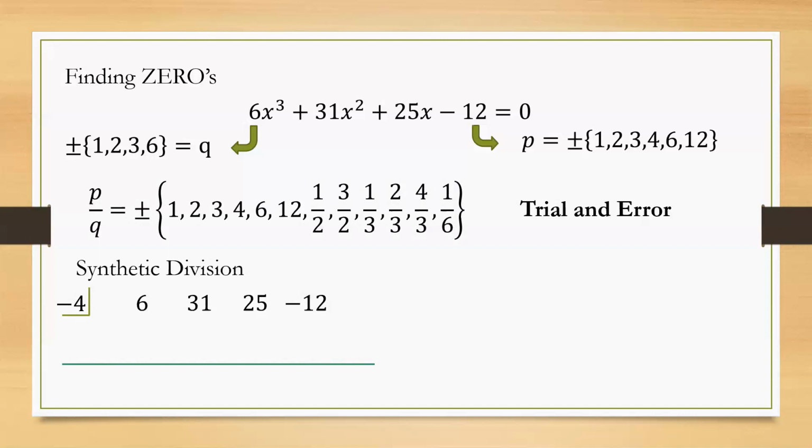Again, 6 bring down natin just like we are told to do so. So 6 multiply natin kay negative 4. This is negative 24. 31 and negative 24, that is equal to 7. Okay, so 7 multiplied by negative 4, that is negative 28. 25 less negative 28, that is negative 3. Negative 4 times negative 3, that is positive 12. And then therefore we have 0.